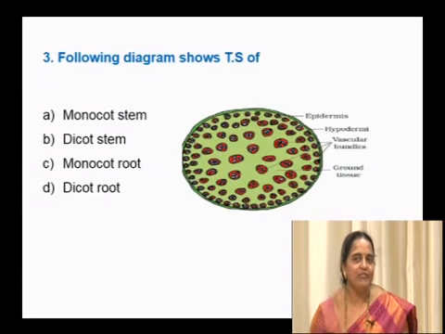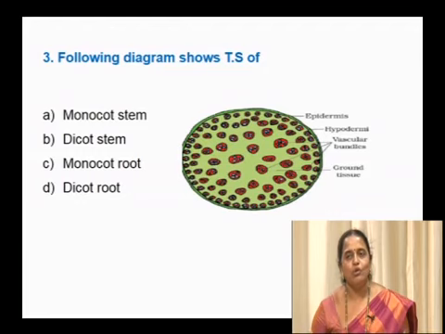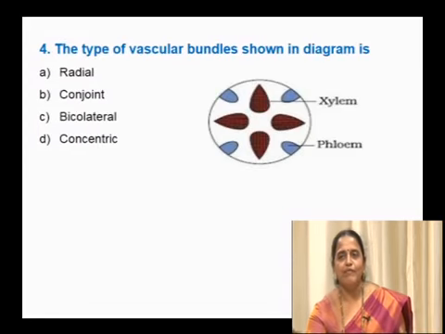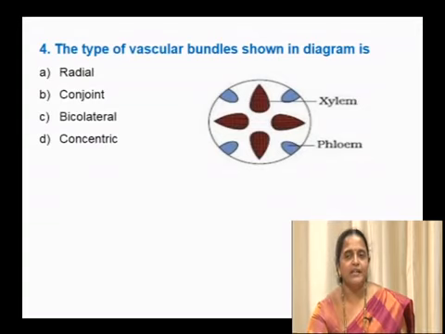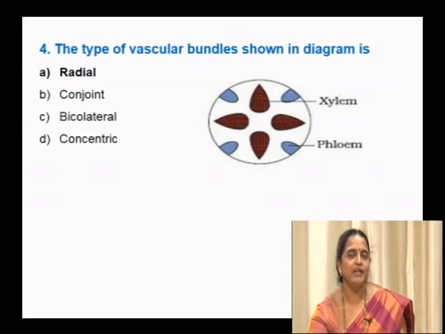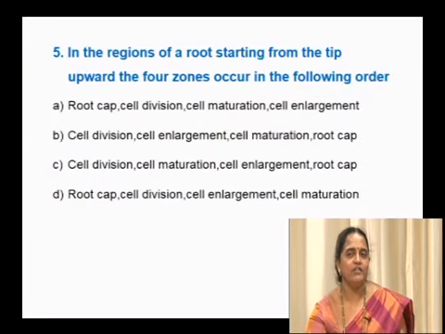You can easily identify now, as the vascular bundles are scattered in atactostele condition, no trichomes are seen and ground tissue is undifferentiated. So, definitely it is a monocot stem. So, option A is the correct answer. As you move further, the type of vascular bundle shown is very clear: when xylem and phloem are separated, we call it radial vascular bundle. When they are together, it is conjoined. When xylem is in the center, sandwiched between the phloem patches with cambium, it is known as bicollateral, and when each vascular tissue is surrounded by the other, it is concentric.